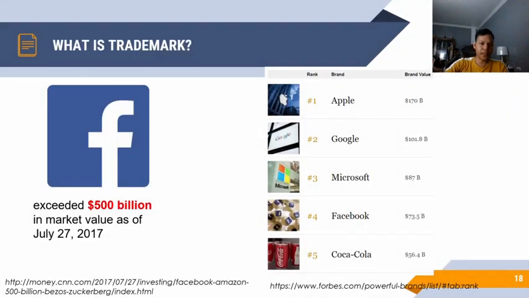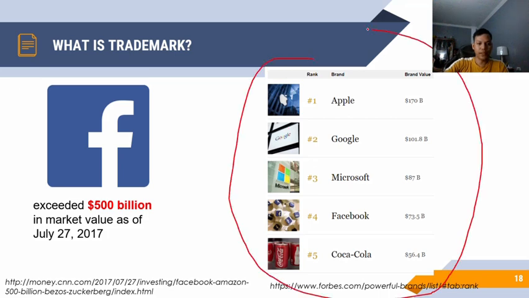So what is the trademark? We also have these different brands and ranks, and there is a brand value of this. For example, Facebook exceeded $500 billion in market value as of July 27, 2017. And you can also check here the different brands.